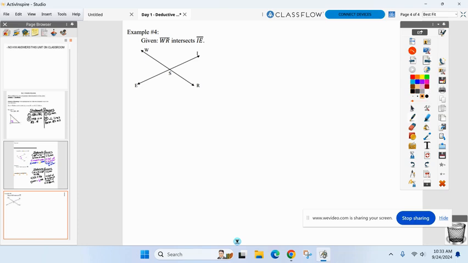Go ahead, Evan. WSI is congruent to ESR. Oh, I love that. Love it. Let me mark it on my diagram. WSI congruent to ESR. Why? Let's just talk about it before we start writing this down. Zach? Vertical angles. We got to notice that.